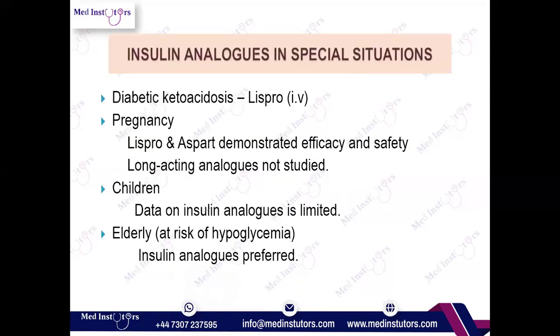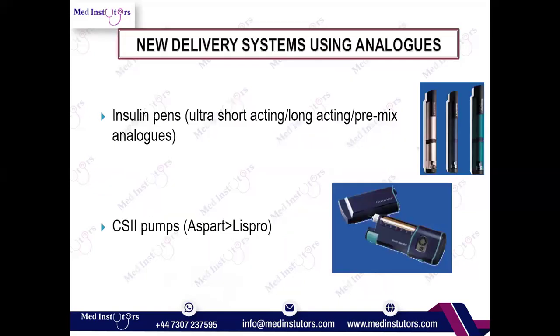In special situations, we can use insulin analogs intravenously. I told you that the approved IV form is regular insulin, but in certain conditions, such as diabetic ketoacidosis, lispro may be used IV, in pregnancy, in children, and sometimes in the elderly at risk of hypoglycemia. Insulin analogs are preferred in children. Data on insulin analogs are limited. We have insulin pens for ultra short-acting, long-acting, and premix analogs.